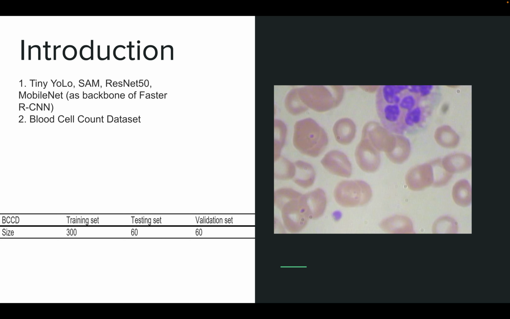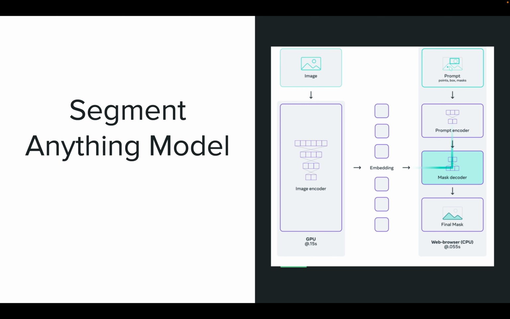The specification of the dataset is shown below. We have 300 for the training set and 60 each for test and validation. And on the right side is our image, and the purple one is the white blood cell. The other light purple ones are the red blood cells, and that small deep purple dot is the platelets, which is the third blood cell in our body.